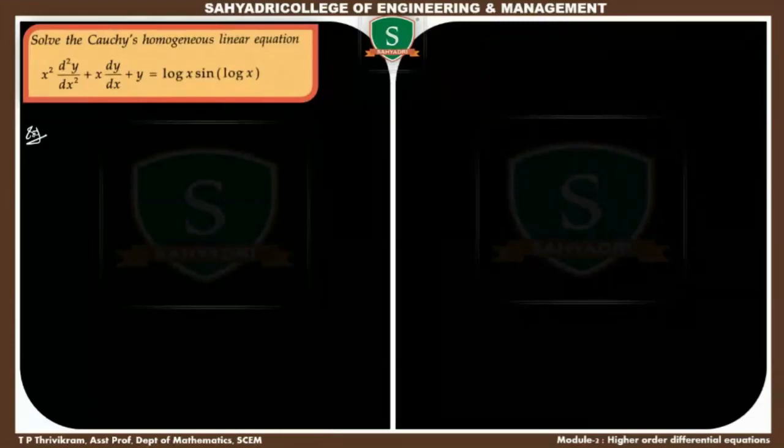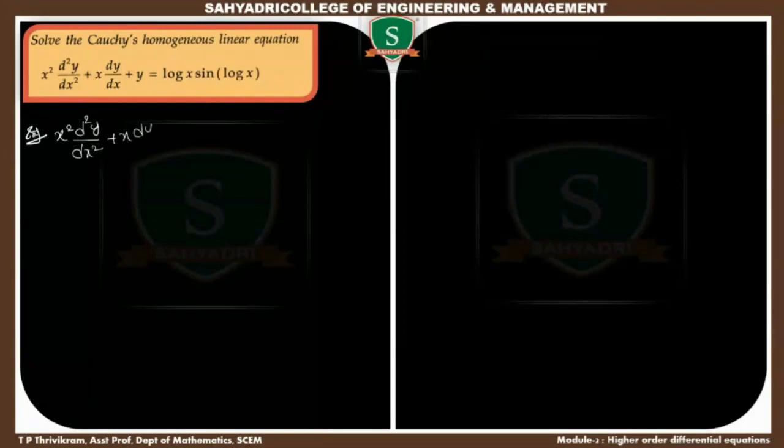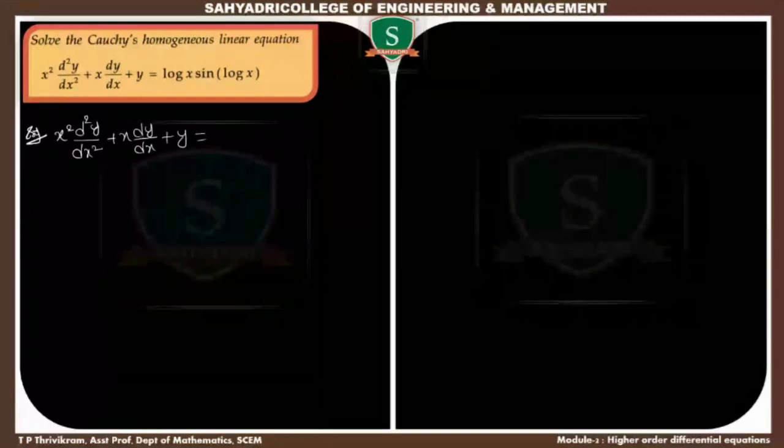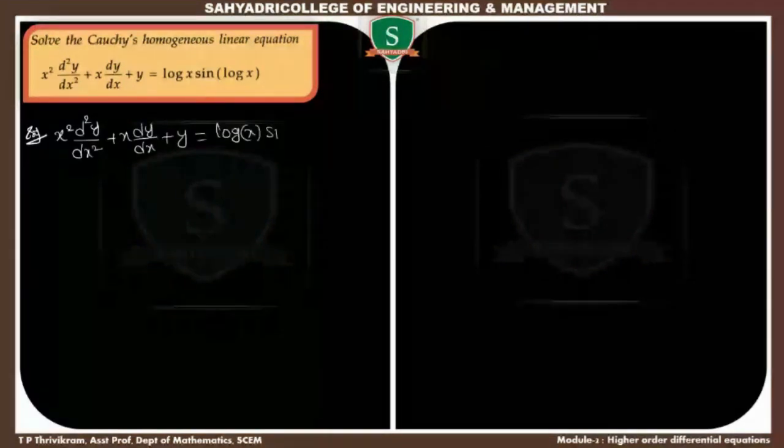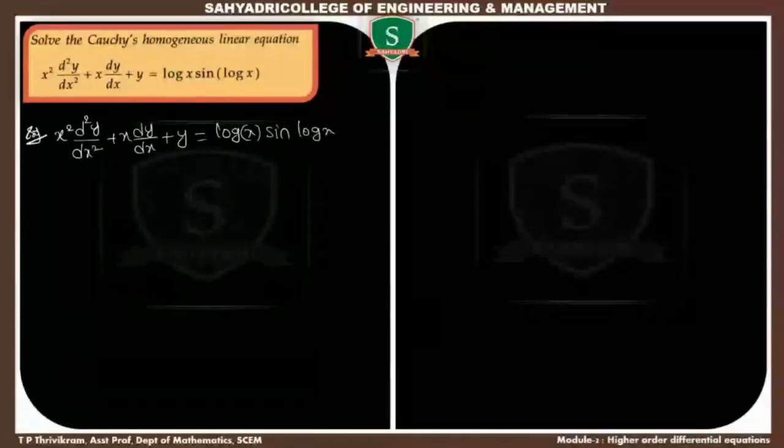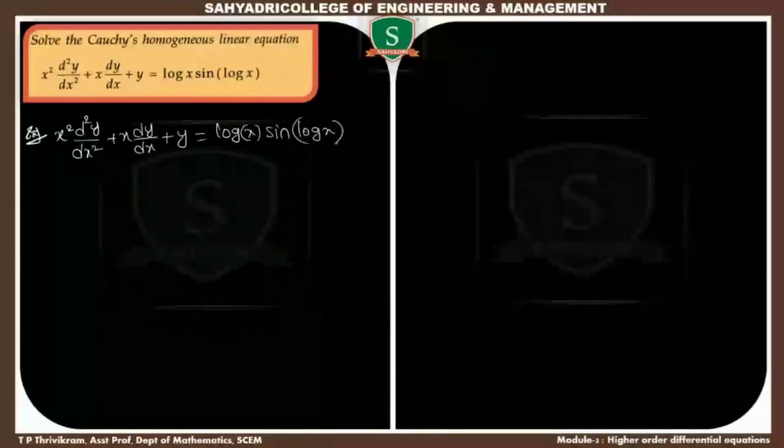So now we'll take this x square d square y by dx square plus x into dy by dx plus y is equal to log x sine of log x. Now it is of the Cauchy's equation form. By observing these powers, we can decide.